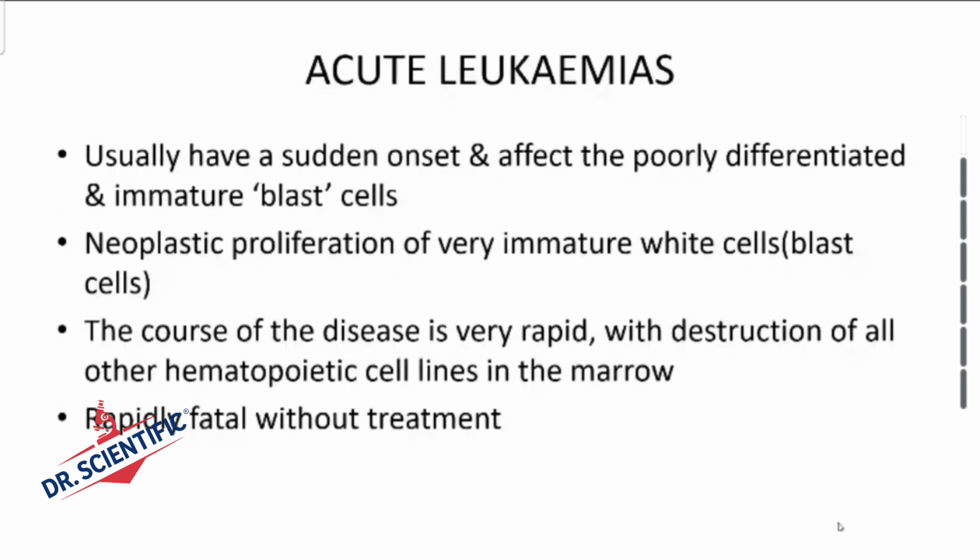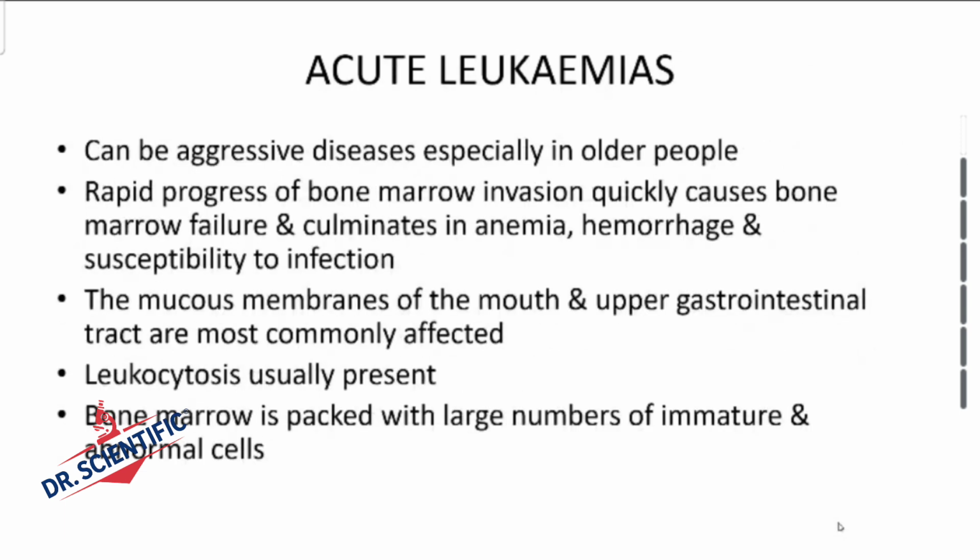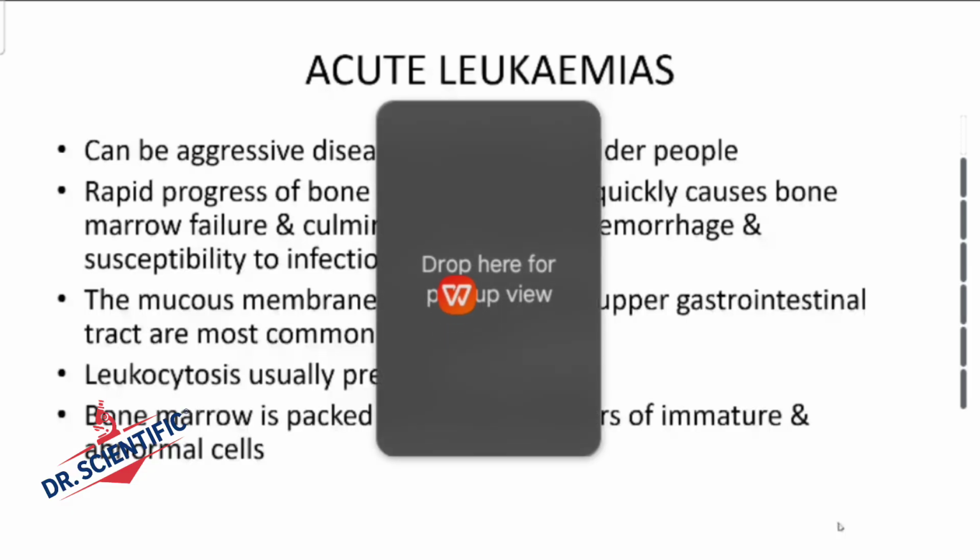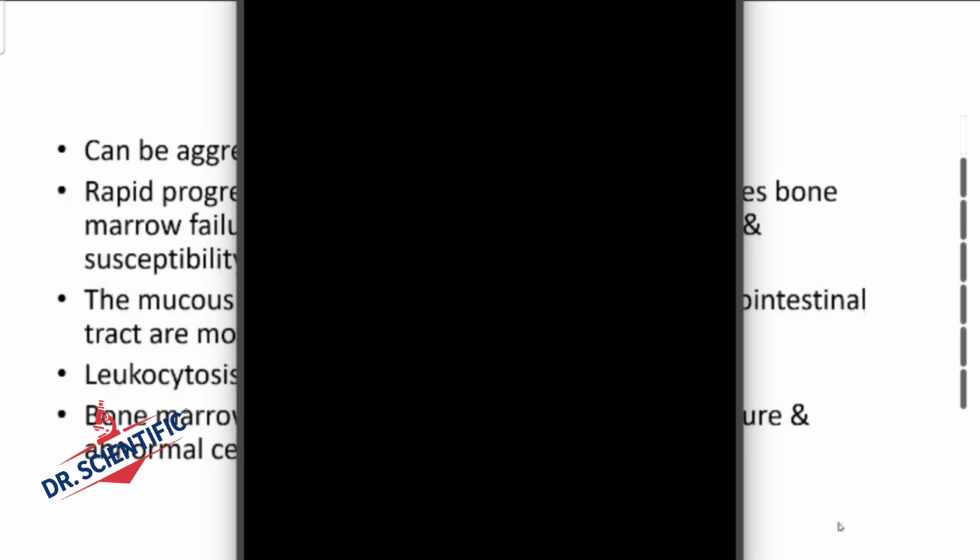So if you don't treat, acute leukemias usually will lead to death. Yes, if it is not treated. So they can be aggressive diseases, especially in older people. If you have an older person with acute leukemia, they tend to be worse than if it is in a younger person. So acute leukemia in older people is very aggressive.